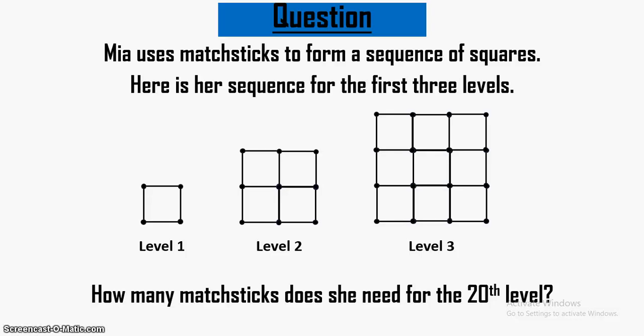This is the question. Maya uses matchsticks to form a sequence of squares. Here is a sequence for the first 3 levels. Study the picture closely. Now there's the question: how many matchsticks does she need for the 20th level? You may want to pause this video at this point and copy the question into your study book before we go on. Thank you. Let's move on.